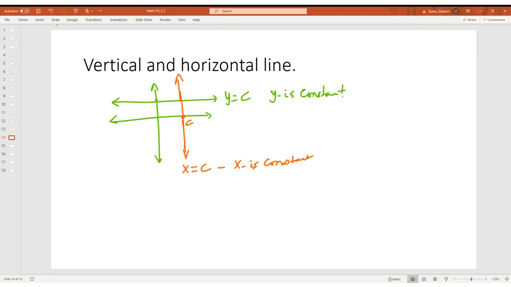So for this one, change in y is 0. That means the slope is 0, horizontal line. For this one, change in x equals 0. If change in x is 0, that means the denominator in the slope formula is 0. That means the slope is undefined. So the slope will be undefined for a vertical line. Horizontal line, the slope will be 0. Okay. Any question about horizontal and vertical lines?